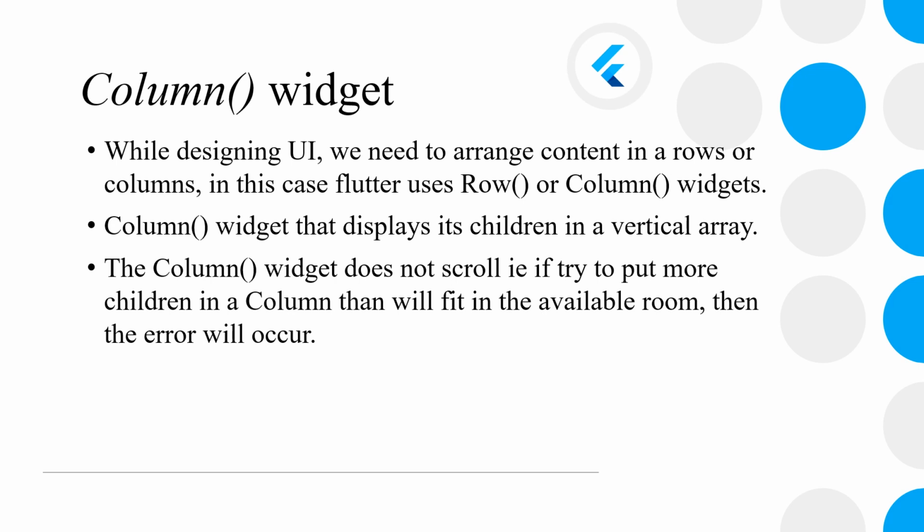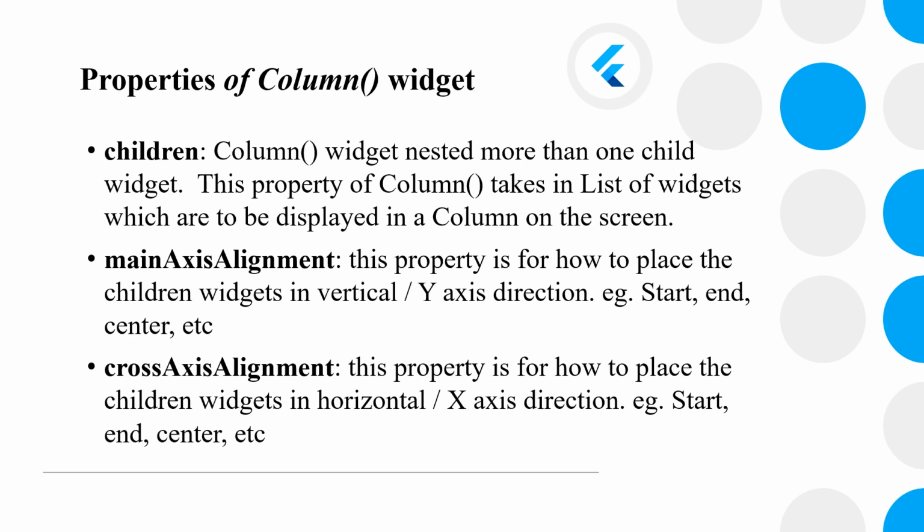The column widget displays its children in a vertical array. The column widget does not scroll. That is, if we try to put more children in a column than will fit in the available room, then an error will occur. Properties of the column widget are similar to the row widget.